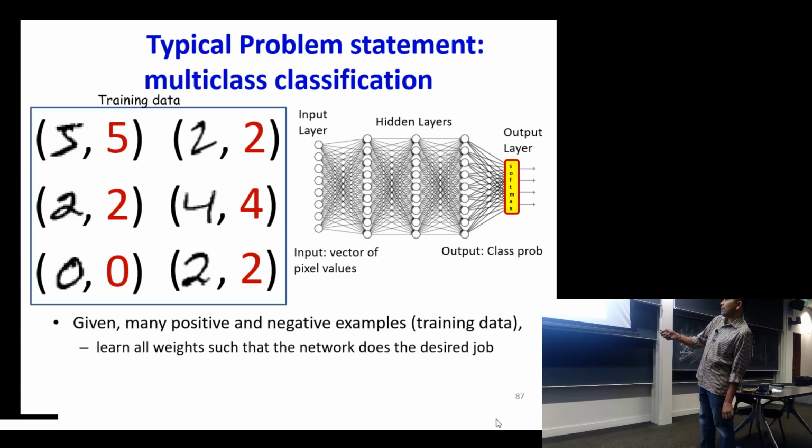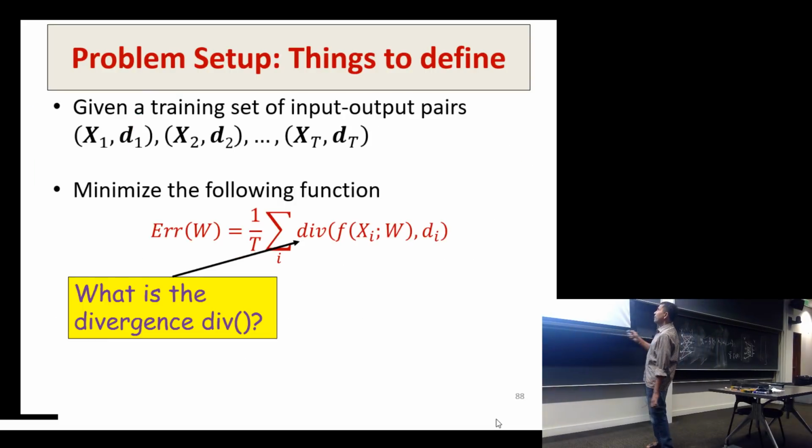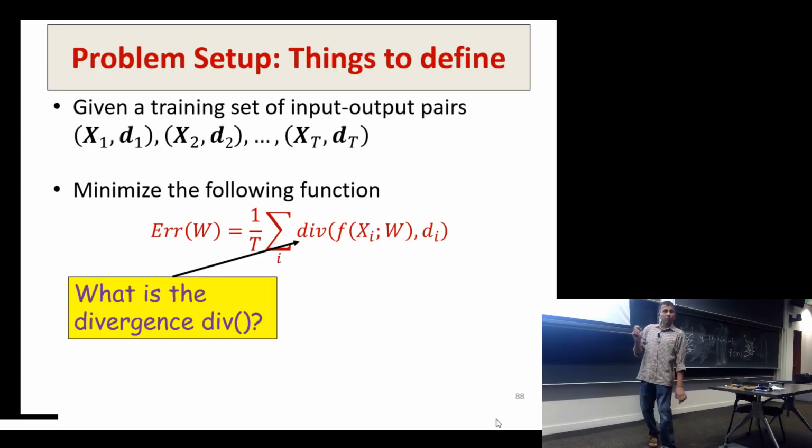So you're going to have a bunch of these training examples, and now our problem is to learn all the weights of the network to do the desired job. We've defined input-output pairs, we've defined the function, and one more term that remains to be defined is this divergence. The divergence quantifies the difference between the actual output of the network and the output that you want to see.